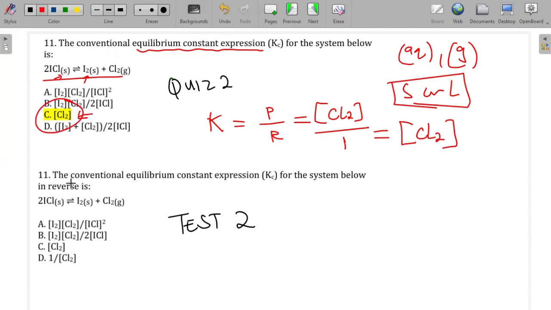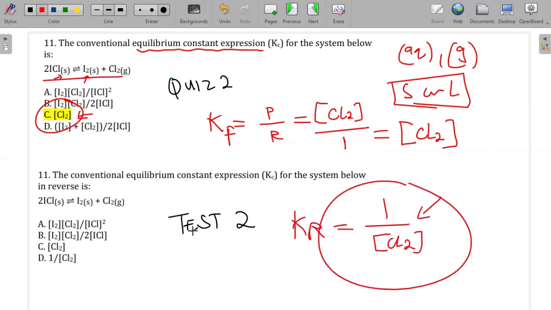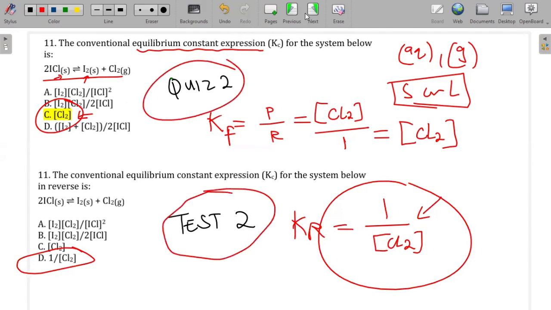Okay, and then here, question 11 from test 2, they're saying the conventional equilibrium constant expression Kc for the system below in reverse is, okay, so this one that we found was the forward one. So to find the reverse one, we just say 1 over the forward one. So we choose whatever option we have this, so that will be D there. So we select D. We see that these are almost similar questions, but this one came in test 2, this one on quiz 2.